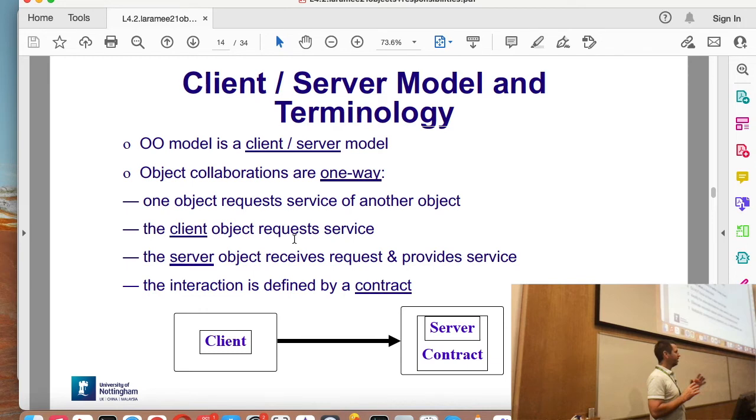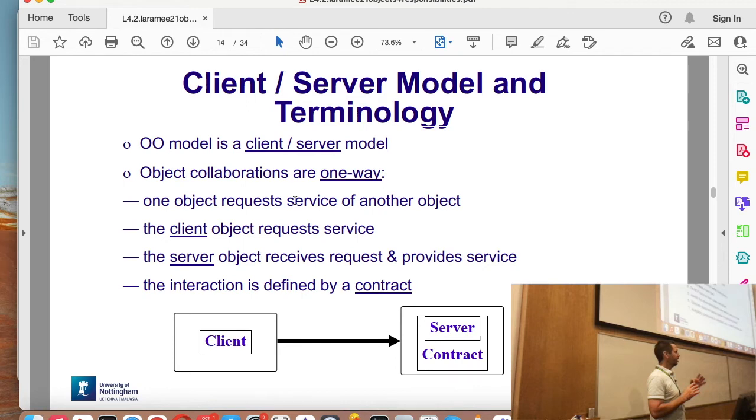During these lectures about object-oriented design, we're going to be using client-server terminology. The object-oriented model is a client-server model. One object requests information or a service from another object. The object that makes the request is the client, and the object that fulfills the request is the server.